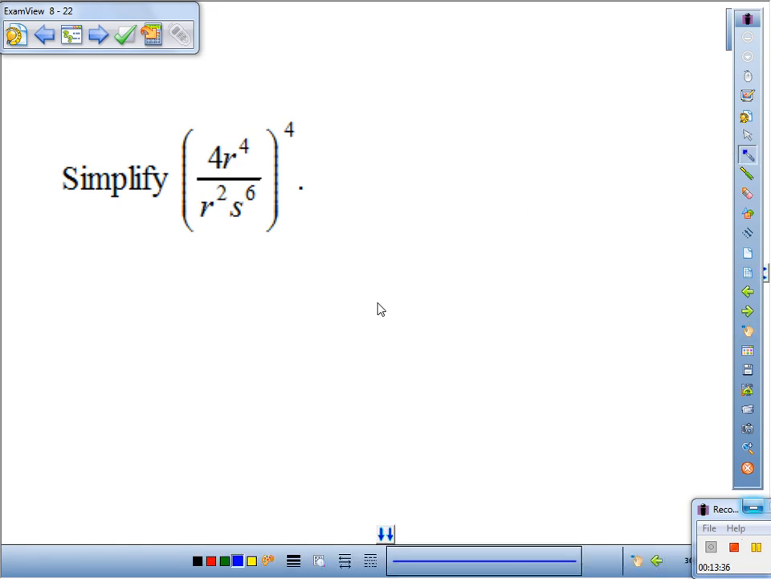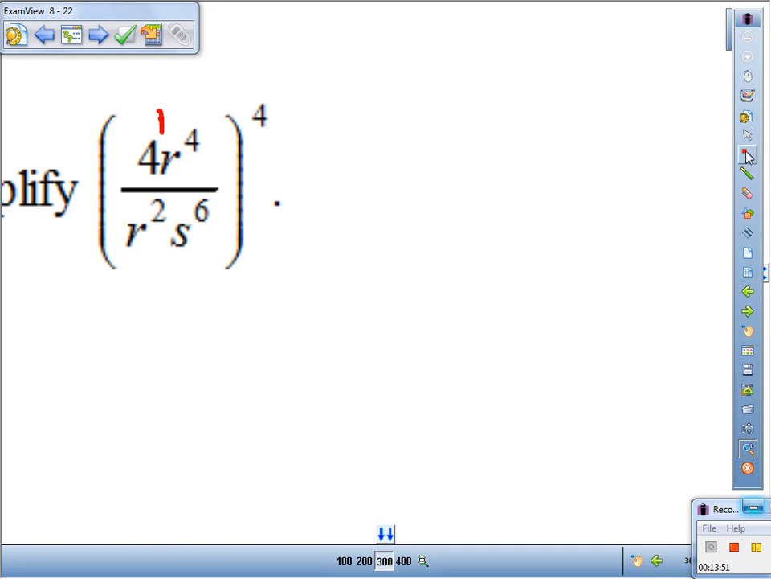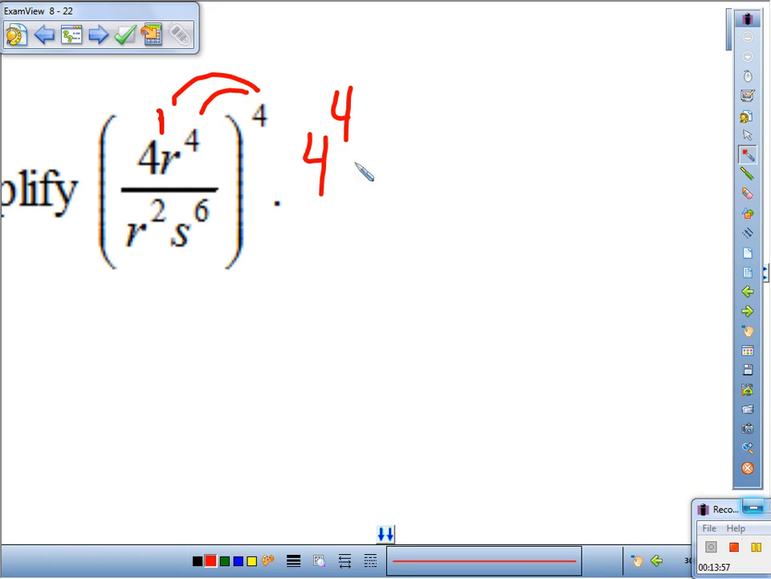Once again, some of you missed it because you did not do the very first thing I asked you to do, which is what? Put a 1 on anything without an exponent. Please, pretty please, with a cherry on top. I'm going to zoom in. I'm going to distribute the numerator first. That becomes 4 to the 4th, r to the 16th. Are we there so far?